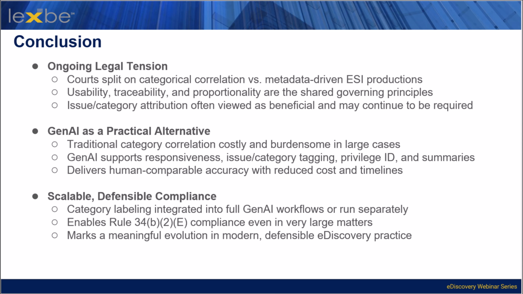GenAI models can perform responsiveness determinations, issue and category assignments, privilege identification, and document summarization with accuracy comparable to human reviewers, while dramatically reducing cost and timeline pressures. Category labeling can be part of an overall GenAI review workflow or done discretely as a separate project as needed. By integrating GenAI into a defensible review workflow, producing parties can satisfy Rule 34(b)(2)(E) requirements in a manner that's efficient and reliable.